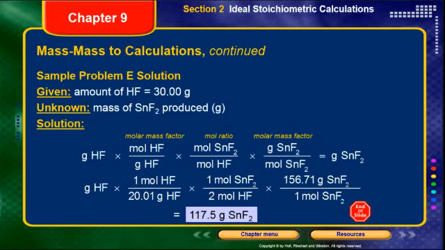Again, we have 117.5 grams of tin 2-fluoride. Oh, I did see a typo here. Over here, I should have typed in the 30.00 grams of hydrogen fluoride. That'll make those calculations go a little bit better there.